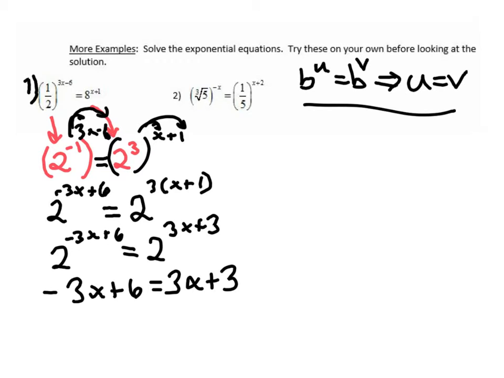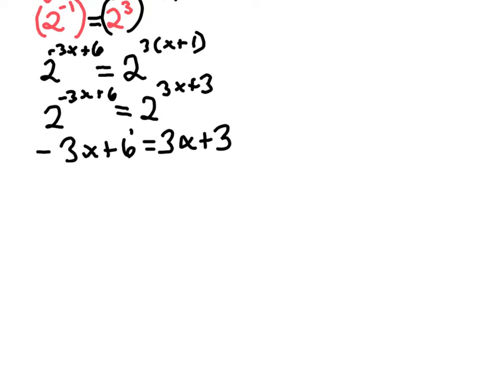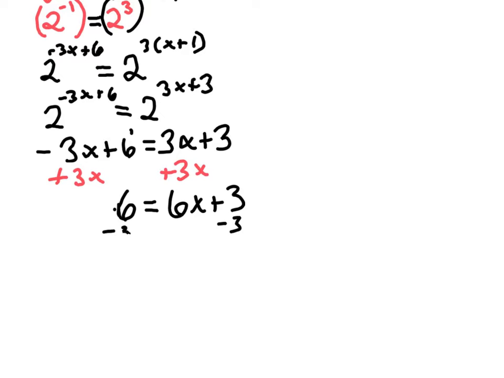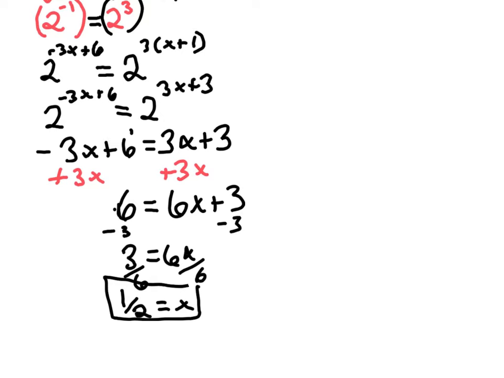And from here, solving the equation is fairly straightforward. You would now collect the x terms all on one side, so I might add 3x to both sides. I like to have a positive coefficient on my variable when I can, although it doesn't really matter. Oops, and I got 6 here. I don't need to write plus 6 because that's the only term left. Subtract 3 from both sides. So 3 equals 6x, and divide both sides by 6. And so our answer here is 1/2 is equal to x for that first equation.